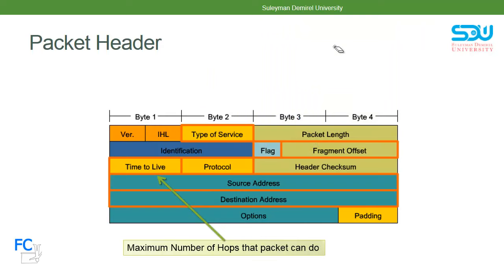and we have a very interesting thing which is called the TTL, or the time to live. This mechanism prevents infinite loops in the routing.